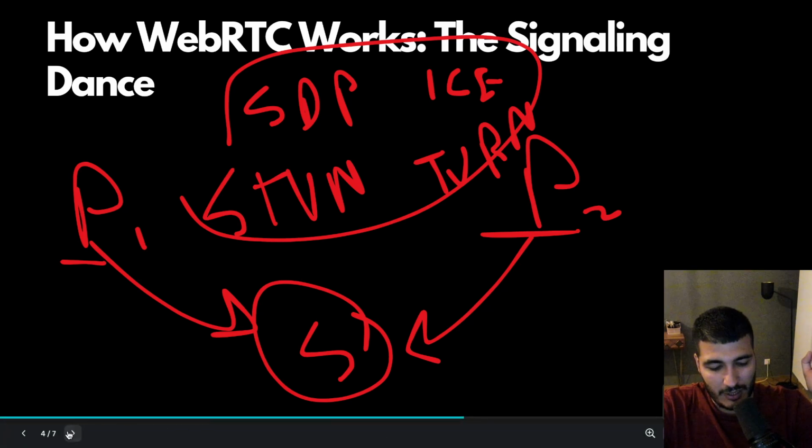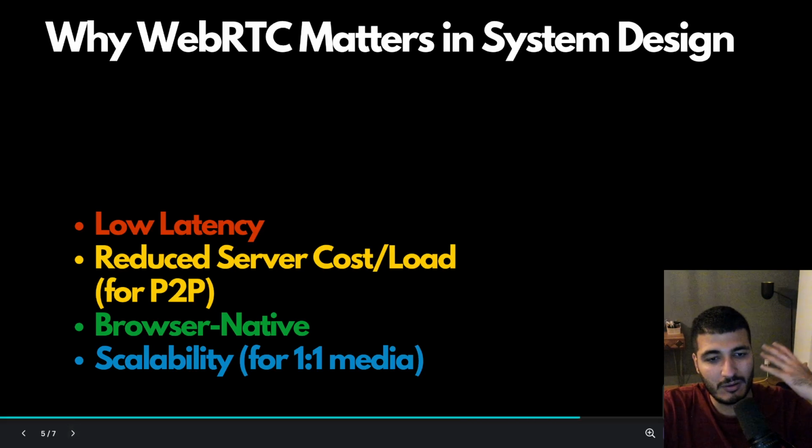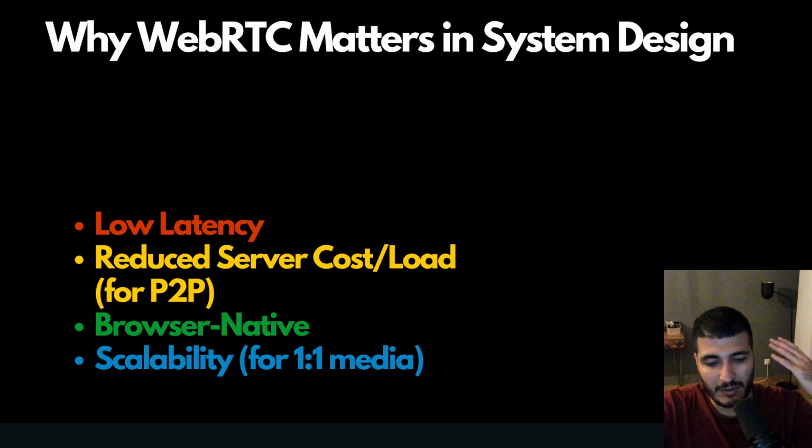Okay, why does WebRTC matter in system design? WebRTC offers a lot of powerful benefits for system design, but also introduces some limitations or considerations. First, we have latency. It's a direct P2P data flow, ideal for real-time media data, so it provides us a lot of low latency. The considerations, we'll talk about in the next slide.